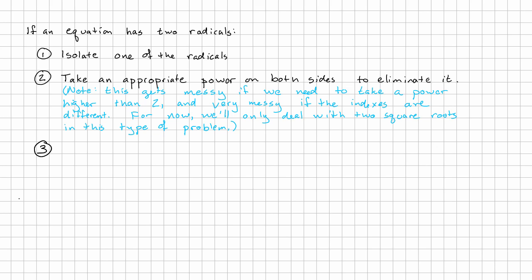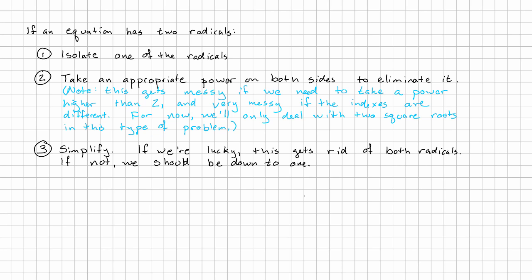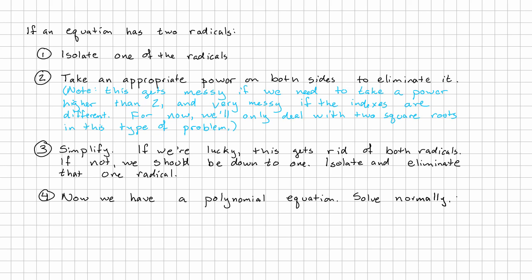Okay, so we isolated one of the radicals. We took an appropriate power of both sides. Then we simplify. If we're lucky, if we didn't have extra terms, we'll get rid of both radicals at this point. If not, well, then we should be down to 1 radical. If we still have a radical, we isolate that and eliminate it, as we've done before. And now we have a polynomial equation, and we just solve it normally.